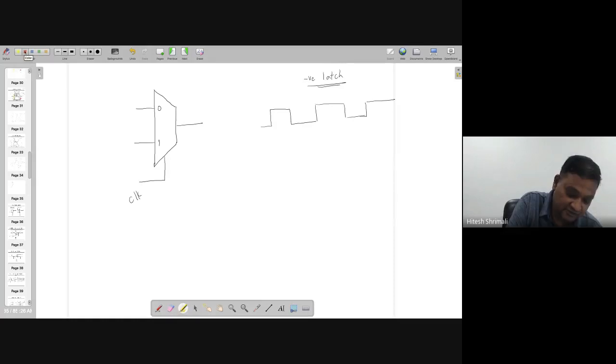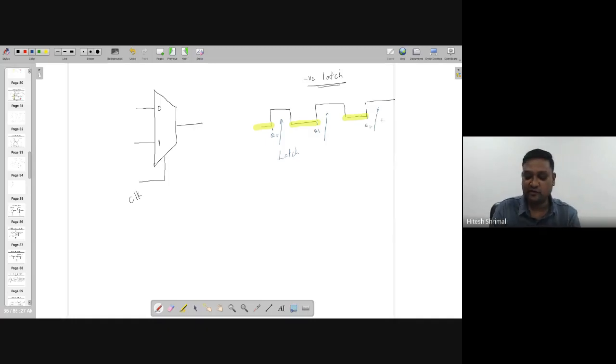In the negative latch, during this period, the output will be there at the level of this one. During the time when clock equal to 1, it will latch the last value which was available. Like in this case, this value will be considered. In this case, let's say Q1 will be there. In this case, Q2 will be, whatever the last value available, that will be latched, and it will not change until the clock changes.